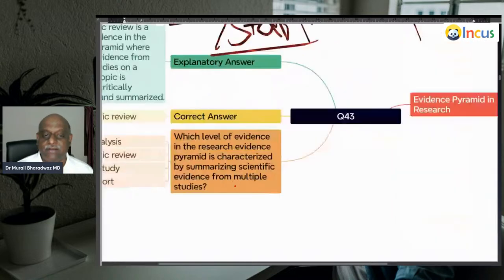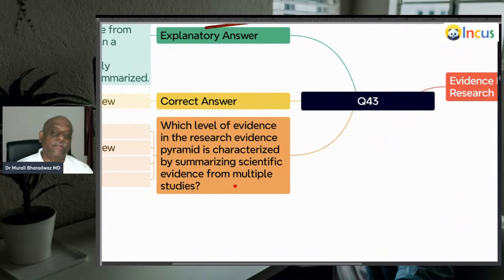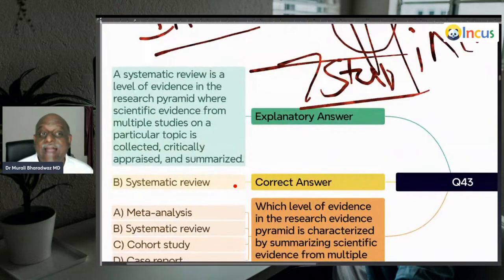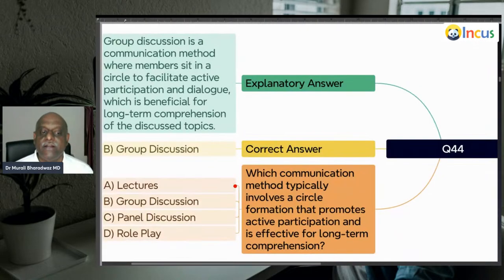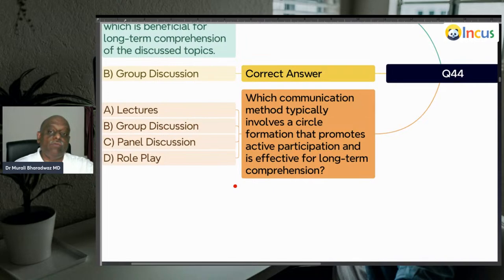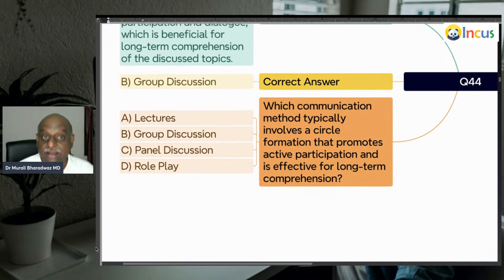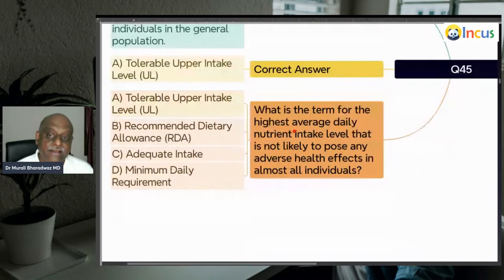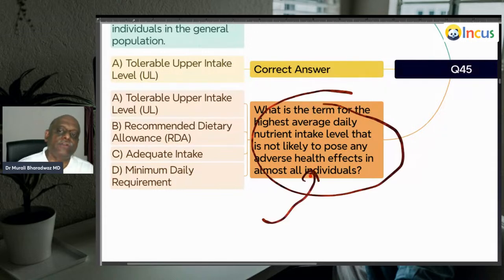Right? That's a promise. So, which level of evidence in a research evidence pyramid summarizes scientific evidence from multiple studies? It's called systematic review. Which communication method involves a subtle formation that promotes active participation for long-term comprehension? It's called group discussion. The highest average daily nutrient intake that is not likely to pose any adverse health effects in almost all individuals is called tolerable upper intake level.